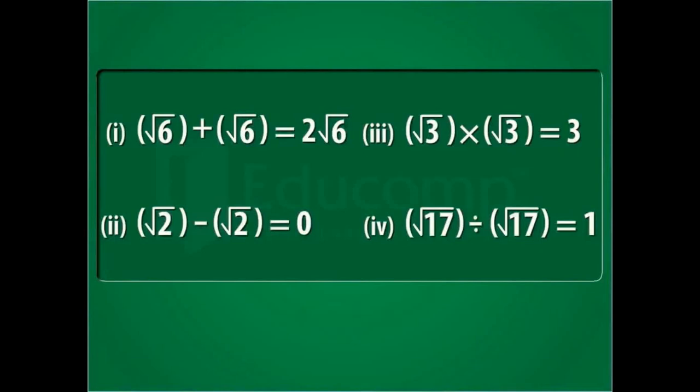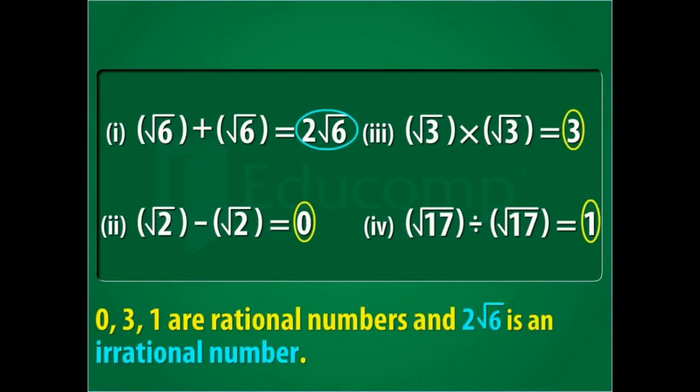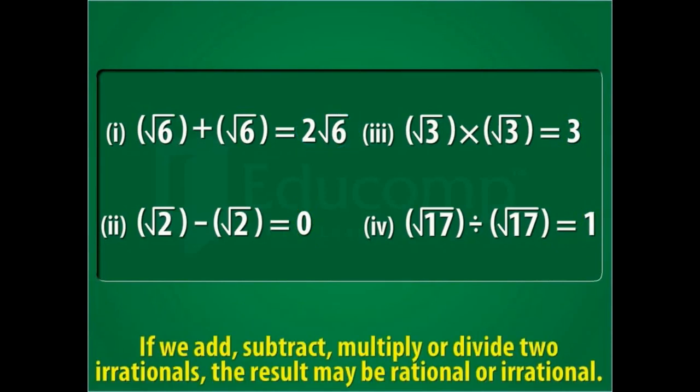Look at these examples which show the addition, subtraction, multiplication and division of two same irrational numbers. We see that the answer is a rational or irrational number. This helps us to generalize that if we add, subtract, multiply or divide two irrationals, the result may be rational or irrational.